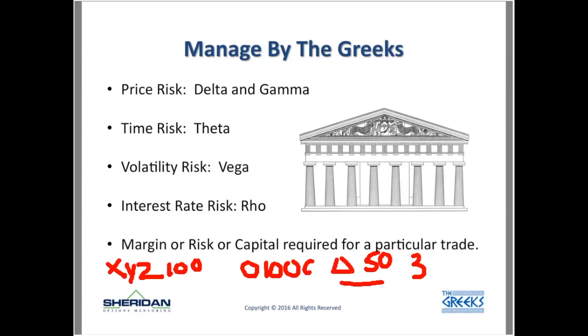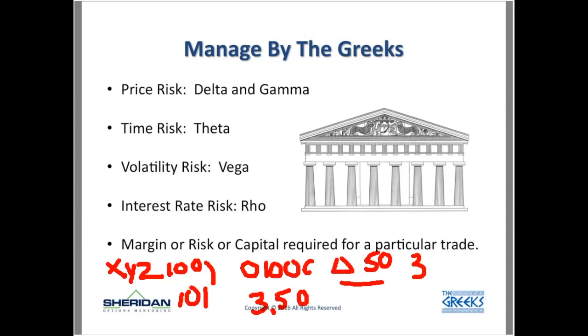In other words, it's not the same. If XYZ goes from 100 to 101, goes up $1, and it's got a delta of 50, what's that call going to go to? You pay $3 for an at-the-money XYZ 100 call. What's that call going to go to if XYZ goes from 100 to 101? It's got a delta of 50. It's going to go to 350. So gamma is describing how your deltas are going to change.